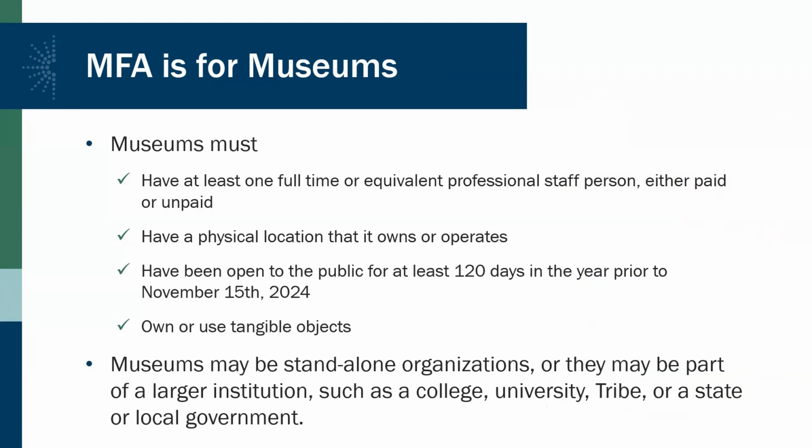Museums must have at least one full-time or equivalent professional staff person, either paid or unpaid, have a physical location that it owns or operates, have been open to the public for at least 120 days in the year prior to the grant application deadline, which is November 15th, 2024, and own or use tangible objects. Museums may be standalone organizations, or they may be part of a larger institution, such as a college, university, tribe, or state or local government.